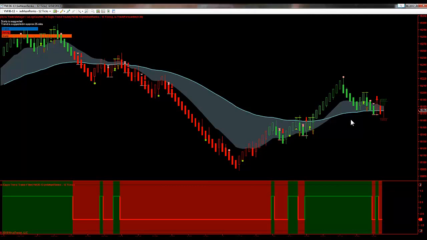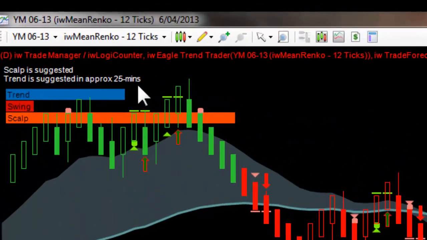Also, the nice thing about the Trade Forecaster is because it forecasts a time when the next market condition is going to become dominant, I know that for the next 25 minutes, it's very likely that we're going to encounter a lot of scalping trades. There's going to be a lot of choppiness going on, a lot of short-term moves for approximately the next 25 minutes to half an hour. After that, we can probably anticipate the market to smooth out a little bit as the trending environment looks like it's going to become the most dominant.